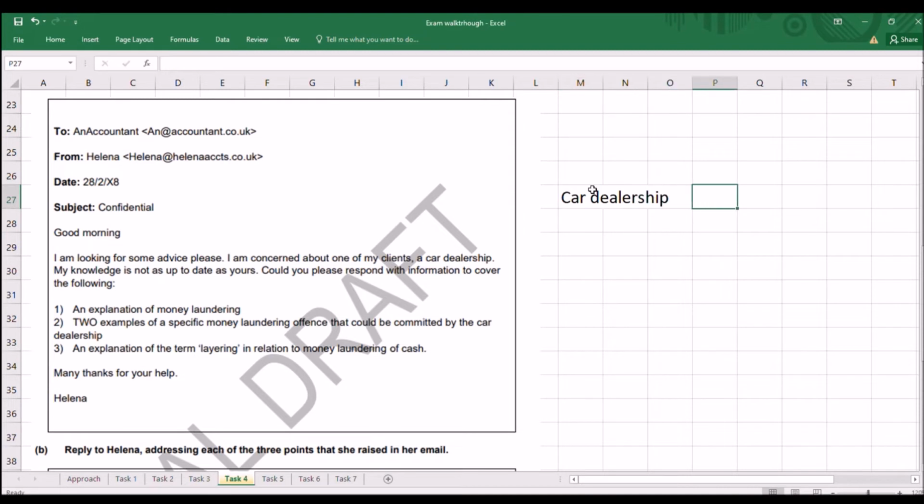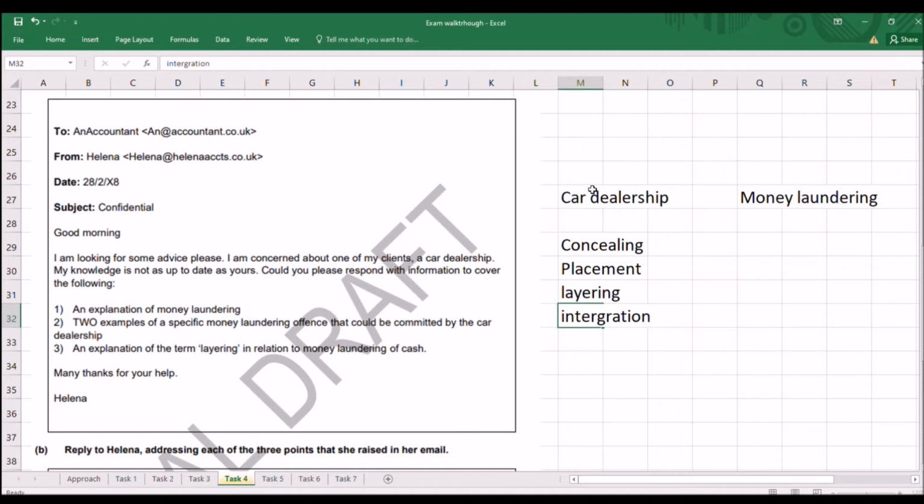So we've got car dealership and money laundering. Right, so in terms of money laundering, we've got a few things going on, haven't we? We've got concealing, which is always the definition. We've got the placement, layering, and integration. And then we've got the offences as well. That's what we should be thinking before we go into this question.